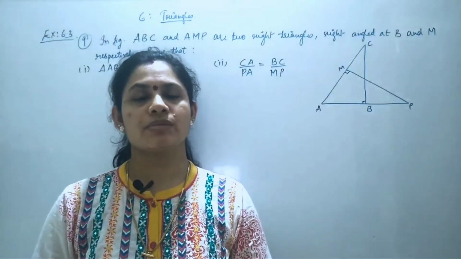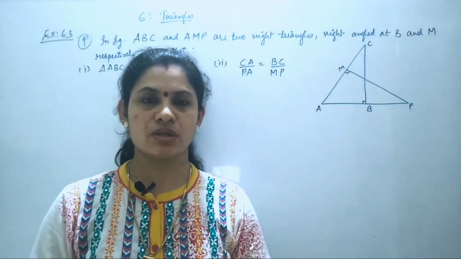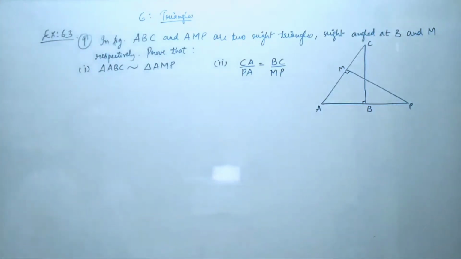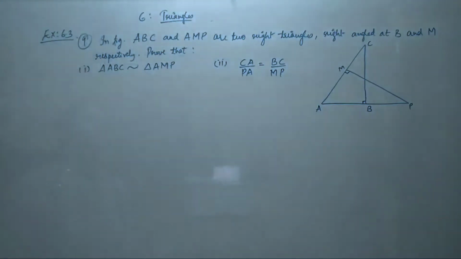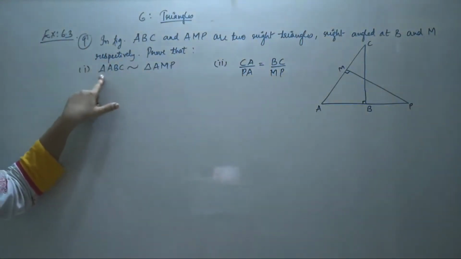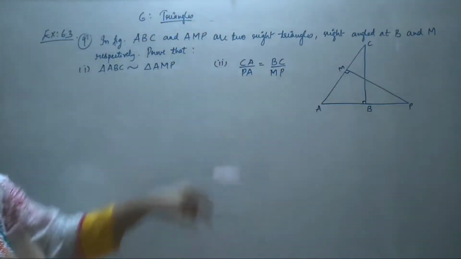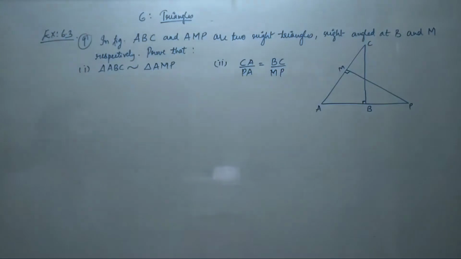The remaining problems of exercise 6.3 of chapter number 6, triangles. Let's start with question number 9, which is: in the figure, ABC and AMP are two right triangles, right angled at B and M respectively. Prove that: first, triangle ABC is similar to triangle AMP, and second, CA by PA is equal to BC by MP. So go for the figure.